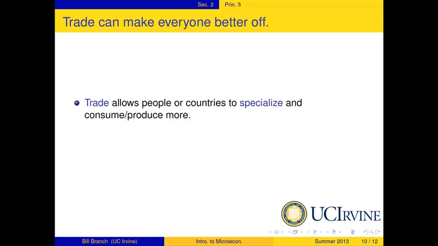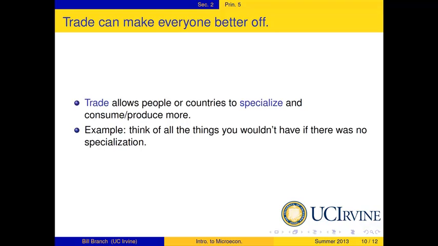Principle 5 is that trade can make everyone better off. Trade allows people or countries to specialize and consume and produce more. The concept of specialization is going to be a key part of what we discuss in this course.